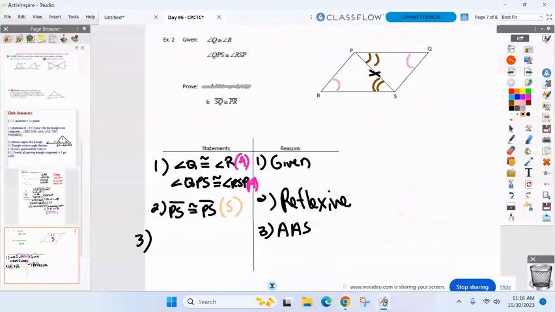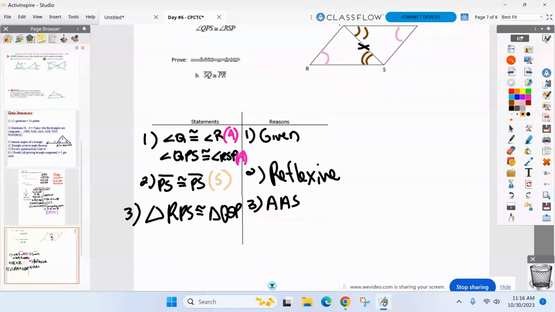Josh, triangle, when you're ready. Triangle RPS is congruent to triangle QSP. Yep, I'm good with that one. Correct, but not the only one. And now that the triangles are congruent, we could say any of the corresponding parts are congruent, but in this case, we're looking at SQ and PR. CPCTC, with the letters in the correct order.